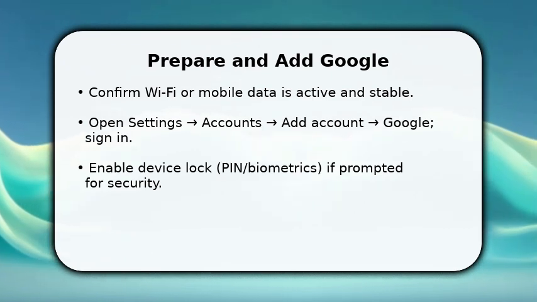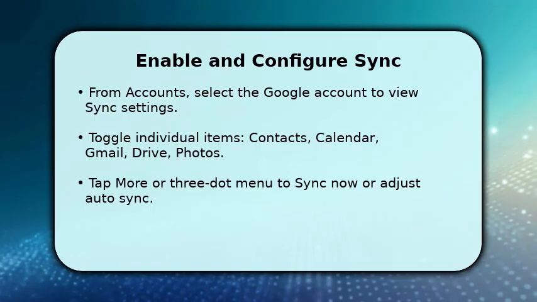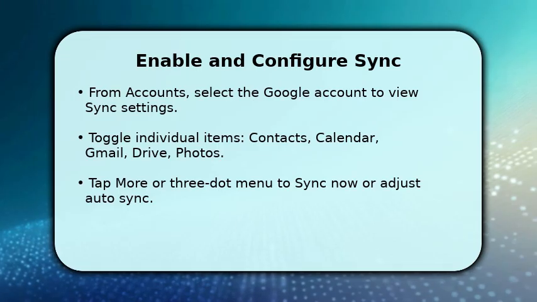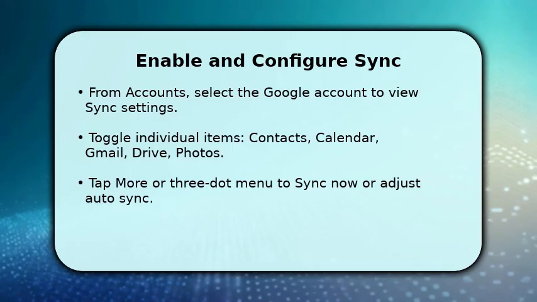Now you'll control what actually syncs and why it matters. Tap the Google account entry under Accounts, then open Sync Settings and toggle each service you want to keep updated: Contacts, Calendar, Gmail, Drive, Photos, and so on.